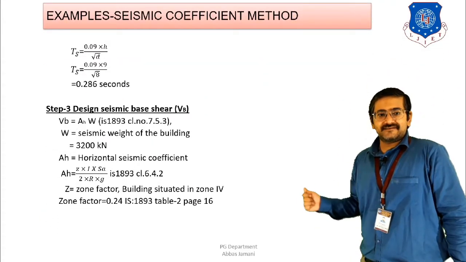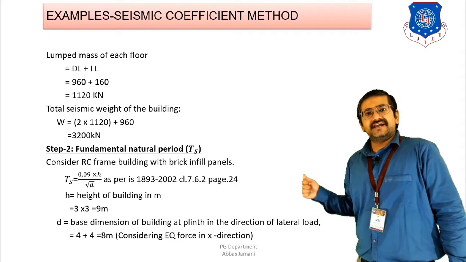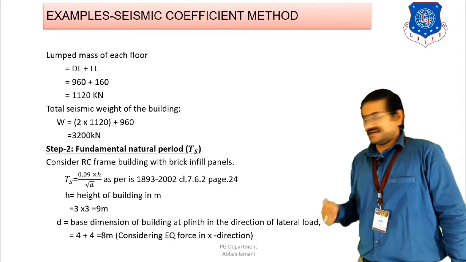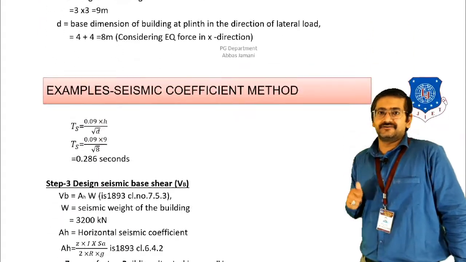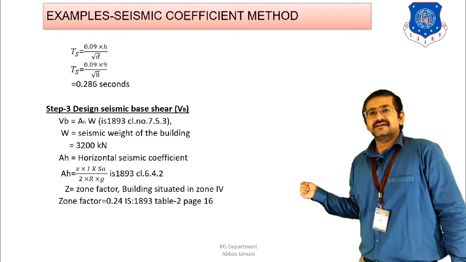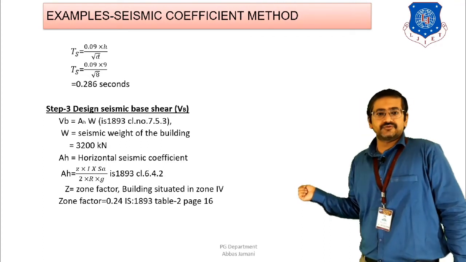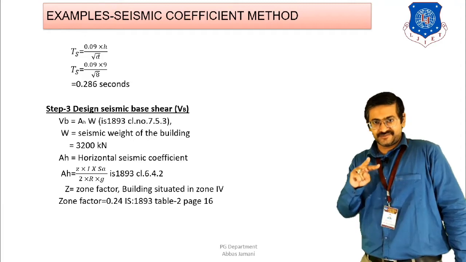Next is the height. Again, from the elevation, we know that a total of 9 meters of height is shown, right? So H is going to be 9, D is going to be 8. We substitute the values in the equation 0.09 H / √D, and you will get the answer as 0.286 seconds. That is the value of the time period, right? So this is going to be the second step.